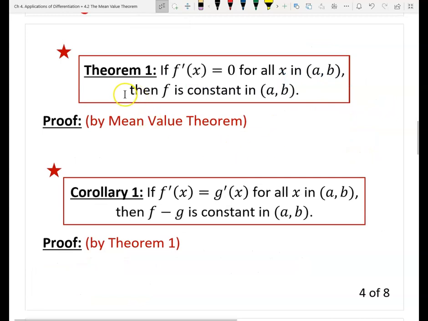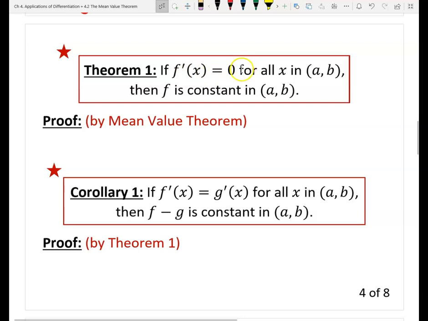Here are the two results. Both are useful. The first theorem gives us: if we have a function f, and if the derivative equals 0 for all x, then f is constant. Which means if we want to see a function is a constant function, all we need to do is look at whether the derivative is always equal to 0. And look, it's obvious, right?